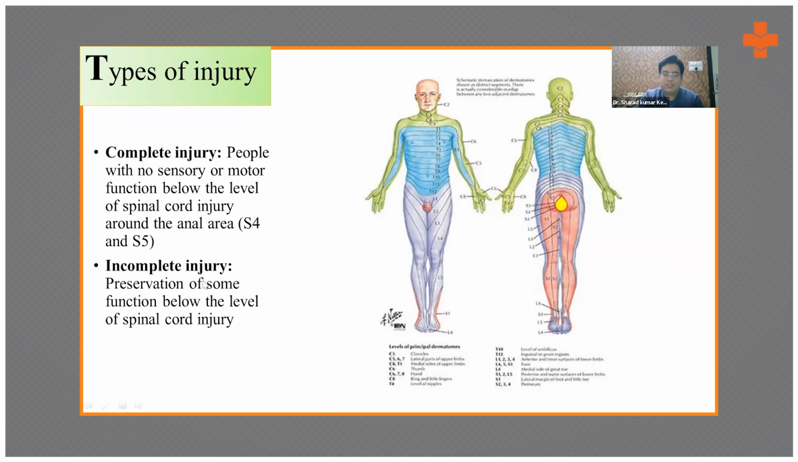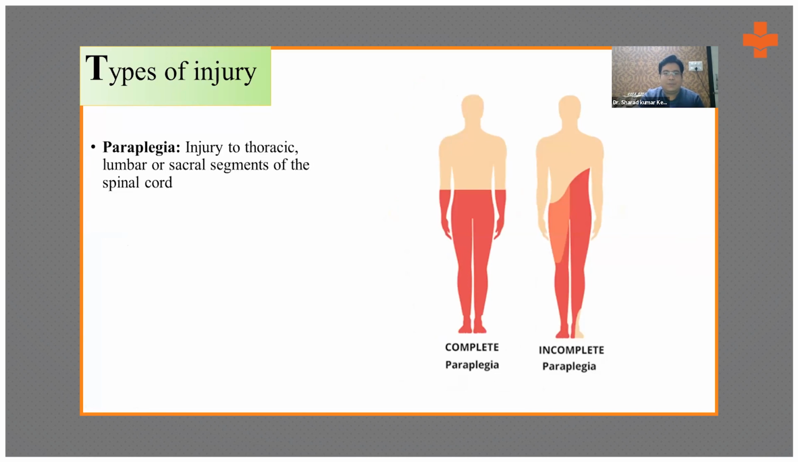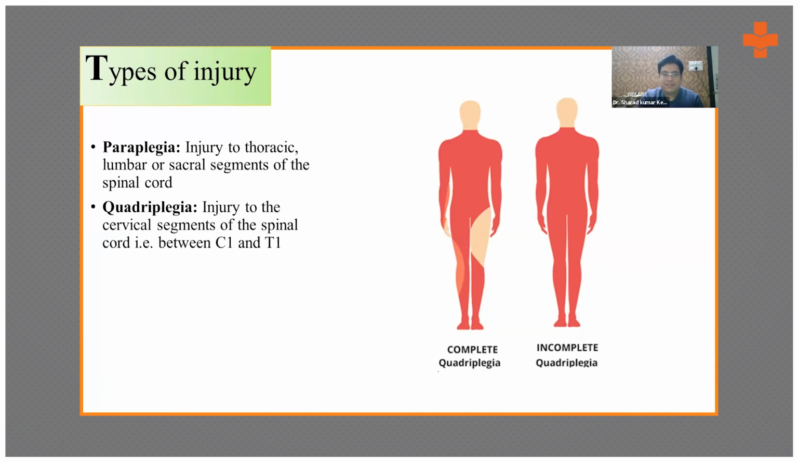Incomplete injury is when there's preservation of some function below the level of spinal cord injury, that is below the sacral levels S4, S5. Again, on the basis of the amount of involvement, we have paraplegia or quadriplegia. Paraplegia is when the thoracic, lumbar, or sacral segments are involved, and quadriplegia is all four limbs involvement when there is cervical injury, that is cervical segments between C1 to T1.